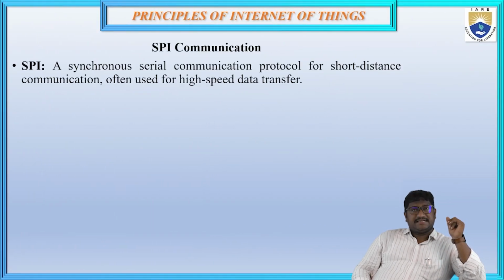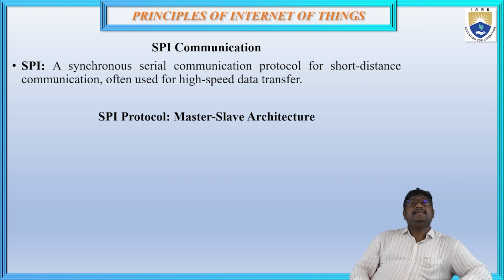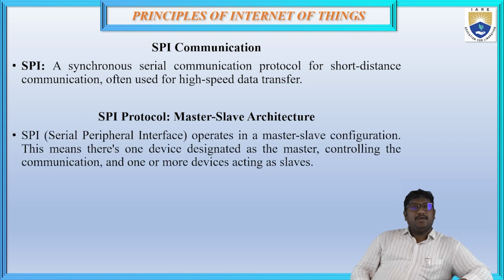And coming to the next factor, which is SPI communication. SPI, a synchronous serial communication protocol, is used for short distance communication, often used for high speed data transfer. Compared to UART, this is a little bit higher speed. Why? Because it is synchronous.